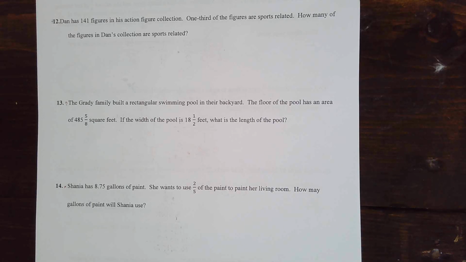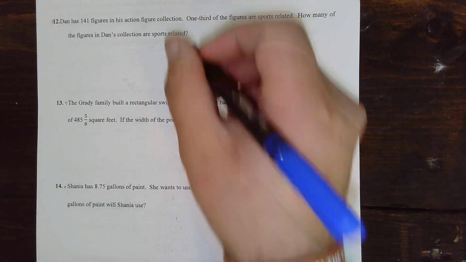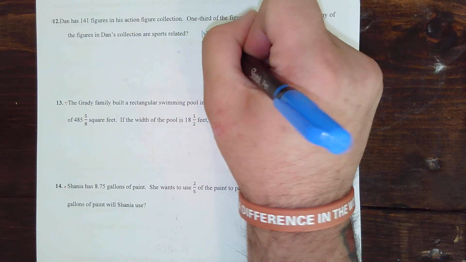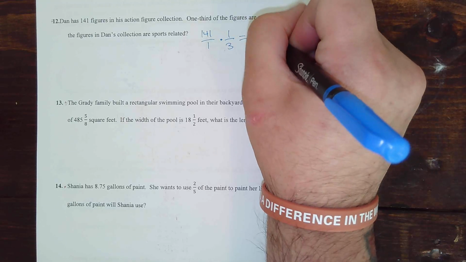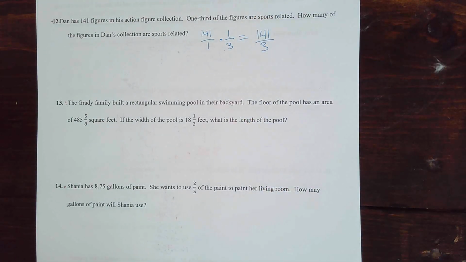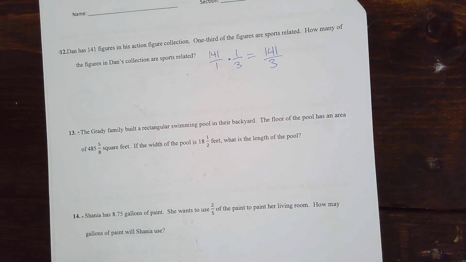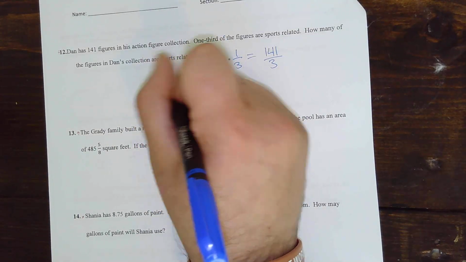Essentially, it's 141 times 1/3. When you do that, you're just going to end up with 141 over 3. So that's what we're going to end up doing. It's just dividing that by 3. And then that quotient is going to be how many figures in Dan's collection are going to be sports related. So this one's not so bad.